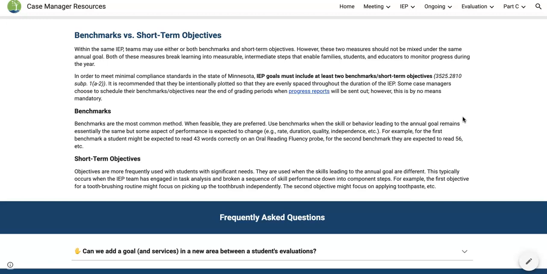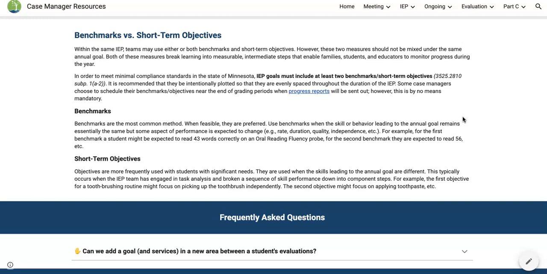So for example, if you are working on, let's say, reading fluency, and the student is currently reading 45 words correct per minute, and their goal is to get to 90 words correct per minute, then you're going to take a look a couple of different times throughout the year, and maybe their first benchmark would be that you want them to be reading 60 words correct per minute. So we're going to go from 45 to 60, and then we're going to go from 60 to 75, and then we're going to go from 75 to 90. So that would be an example of how those benchmarks work.